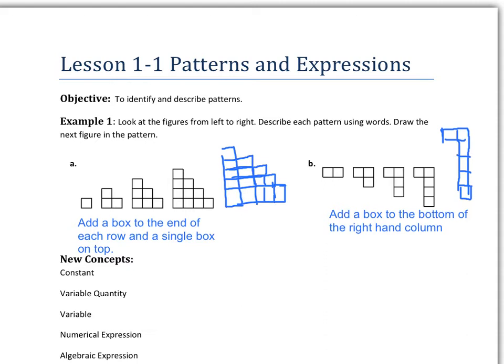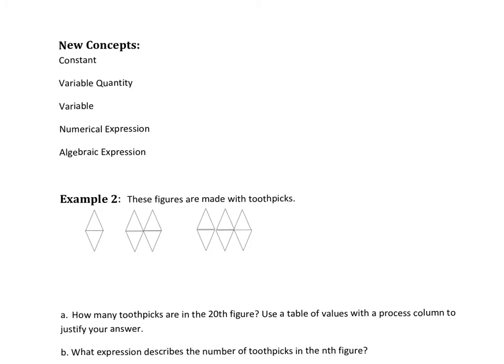Now we're going to get into new concepts. In new concepts, what we do there is really just define new terms. And so you want to have some good definitions down. And the first one we're going to define is a constant. So the first term is constant, and for constant, all you really need to write down is values don't change. All right, variable quantity, values change.